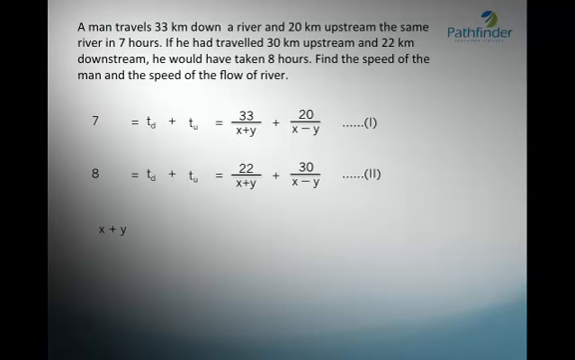When you simplify both these equations, you will get x plus y is equal to 11 and x minus y is equal to 5. And on solving both these equations, we get x is equal to 8 km per hour, which is the speed of the man in still water, and y is equal to 3, which is the speed of the river.